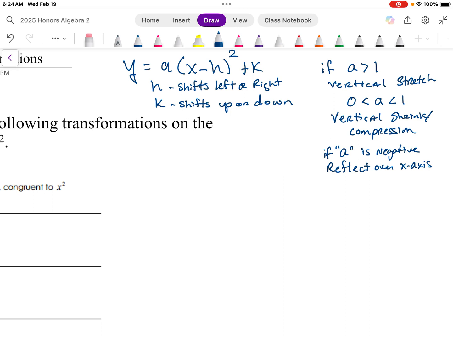Then the a out front, if a is bigger than 1, then we have a vertical stretch. If a is between 0 and 1, we have a vertical shrink or compression. So that's when a is like a proper fraction, 1/2, 1/4, 5/9, something like that. And then the last thing is if a is negative, it reflects us over the x-axis. So instead of our parabola opening up, like the parent function does, if there's a negative value out front for the a, then it reflects us over and we open down.